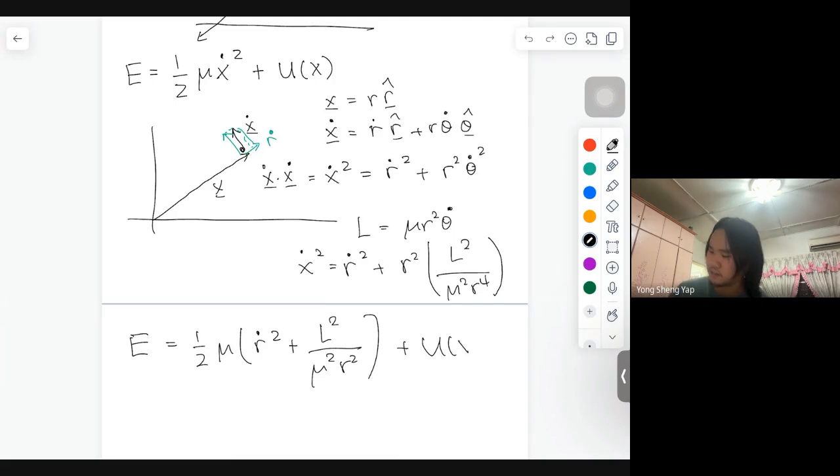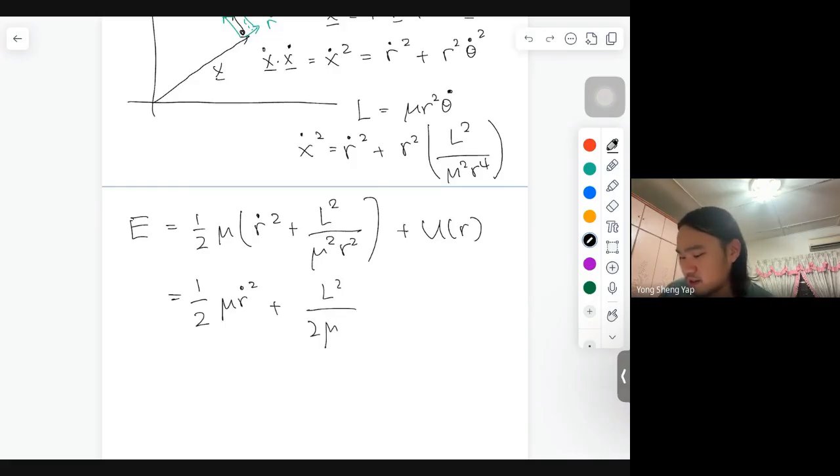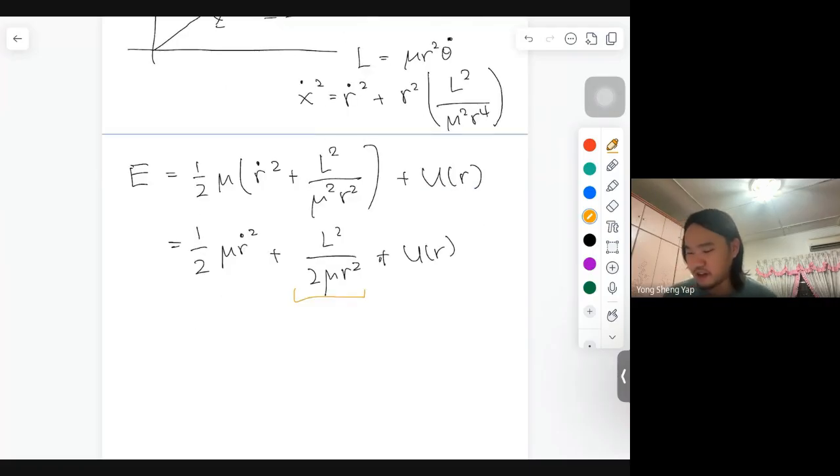In this case, let's just call this r, and E is equal to half mu r dot squared, which is the kinetic energy of the particle moving away from the origin, plus something that only depends on r. Remember, this was the angular velocity. This is the kinetic energy from the angular velocity of the reduced mass, plus the potential energy. But this is only a function of r, as you can see.